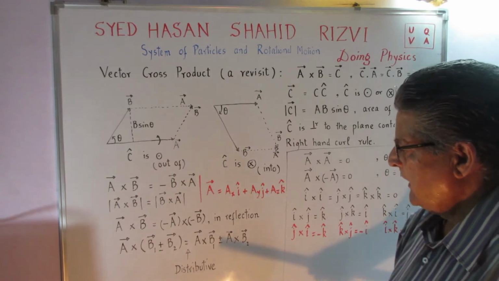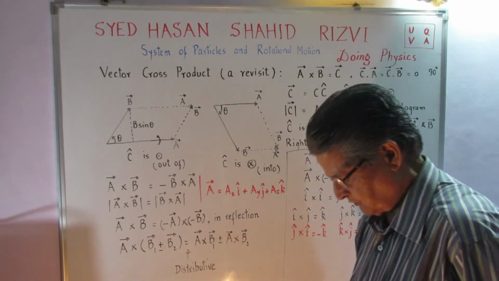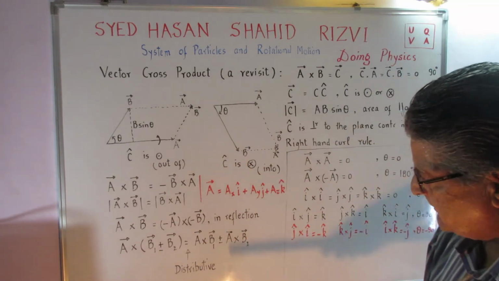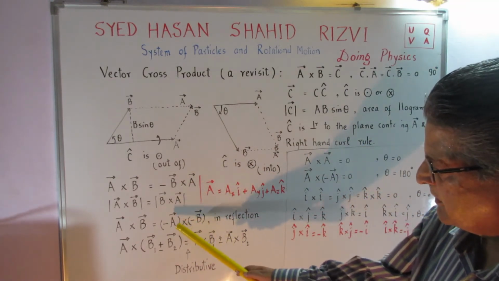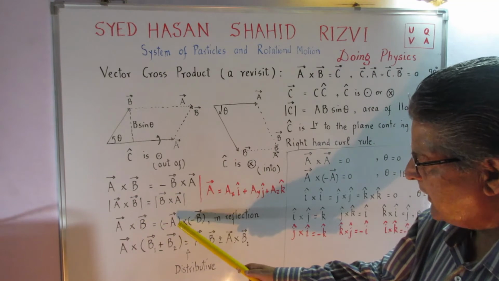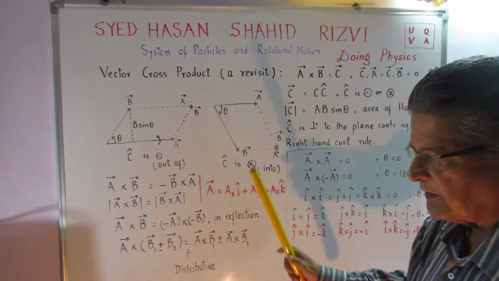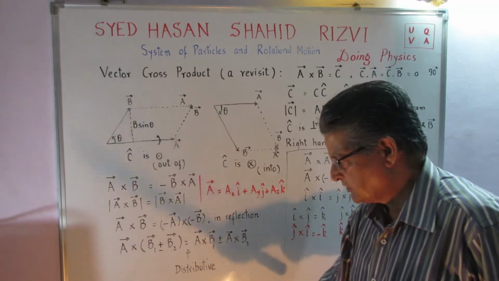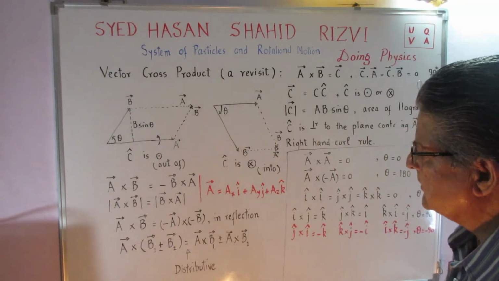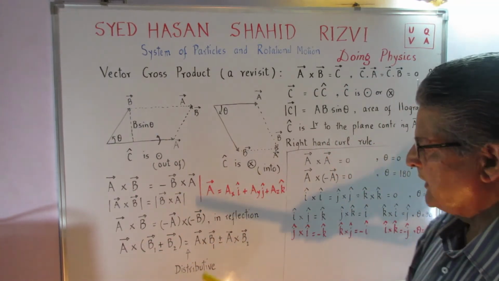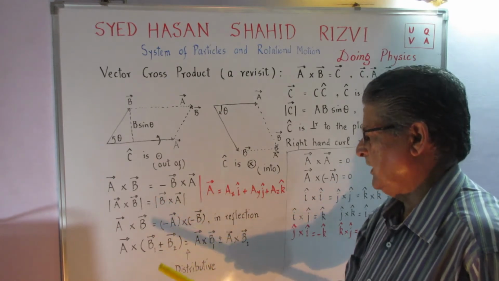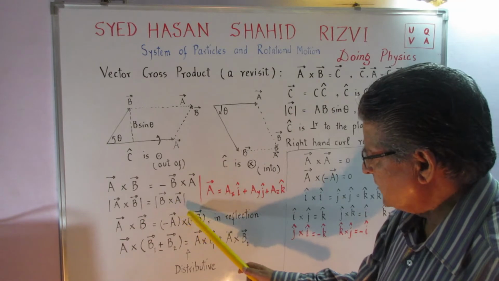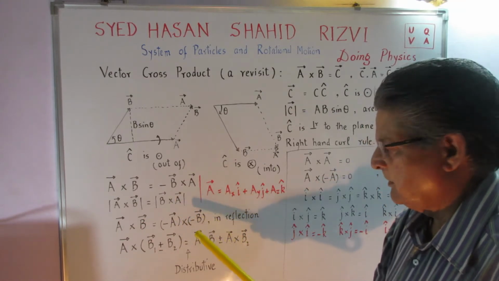Also, what happens in reflection? In reflection, vector A becomes minus A and vector B becomes minus B. All the components of the vector get opposite to each other in the process of reflection. So I can write A cross B will be equal to minus A cross minus B.